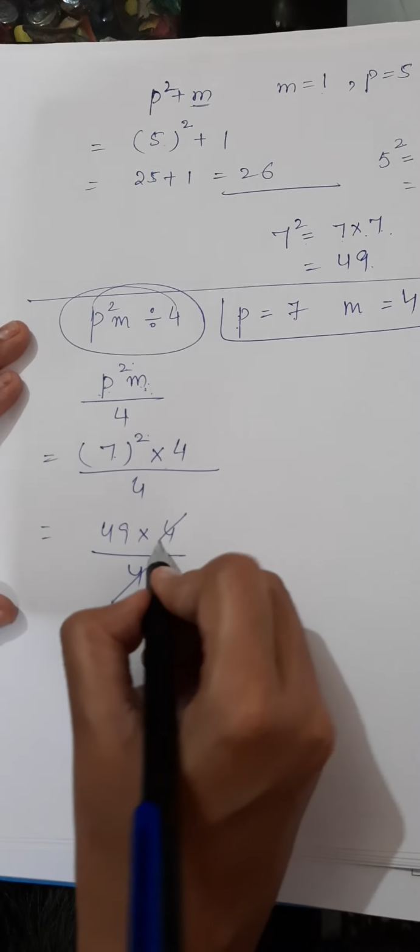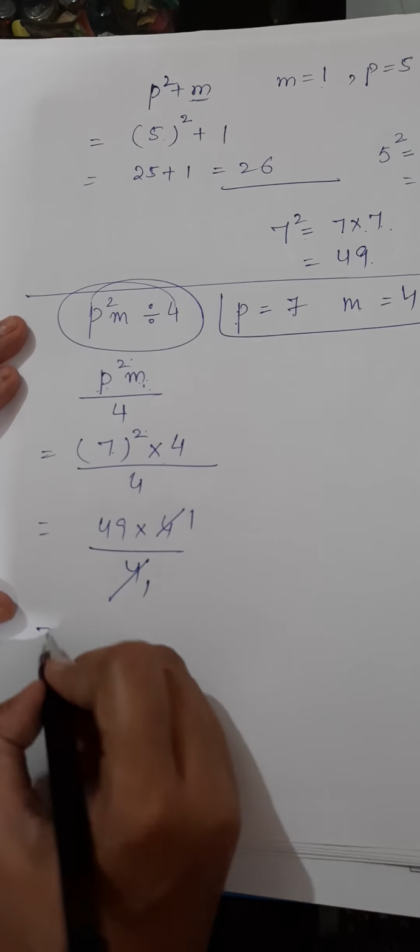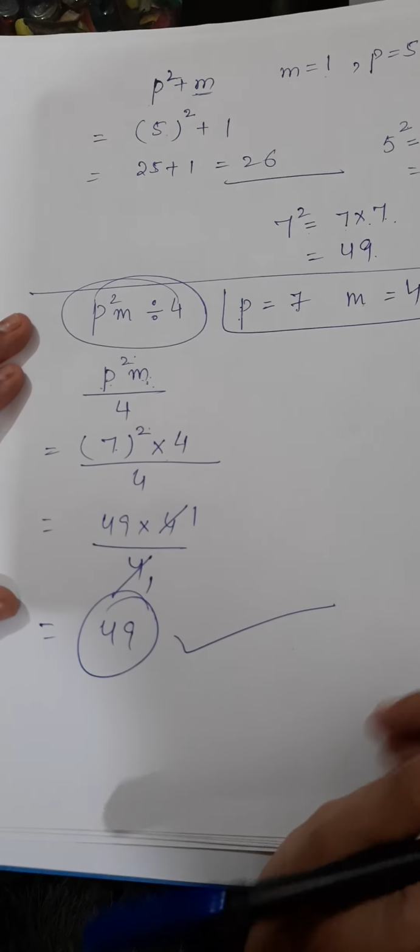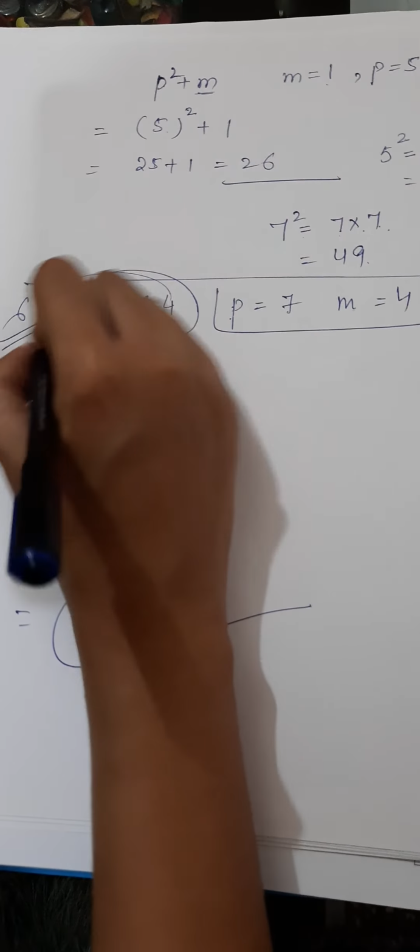Now can you cancel these two? 4 ones are 4, 4 ones are 4. What is the answer? 49. Okay, so easy. This was your sixth question.